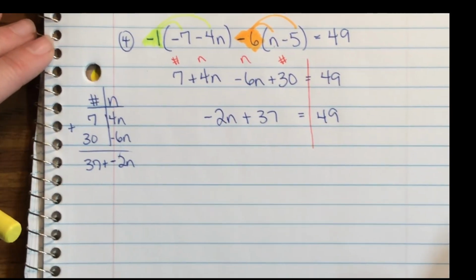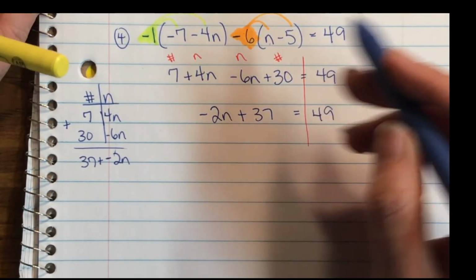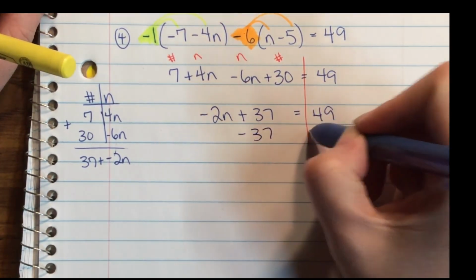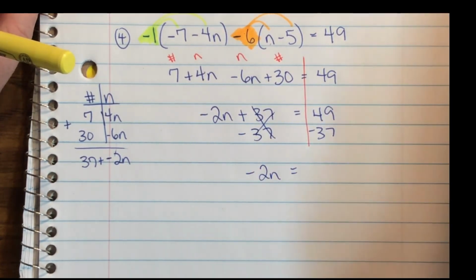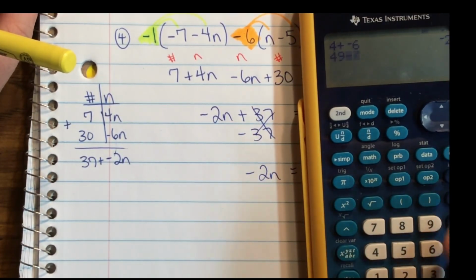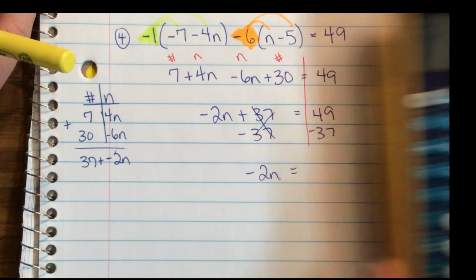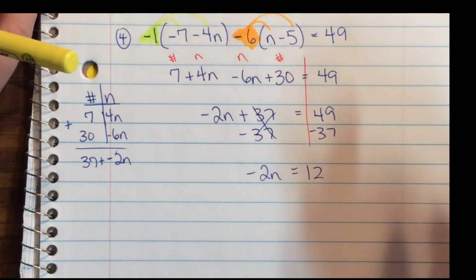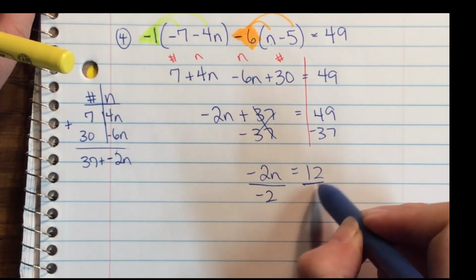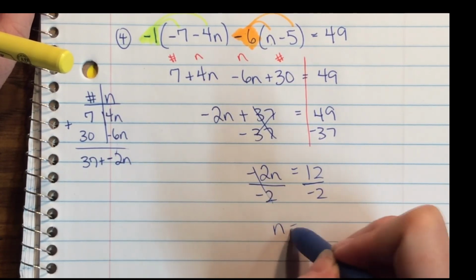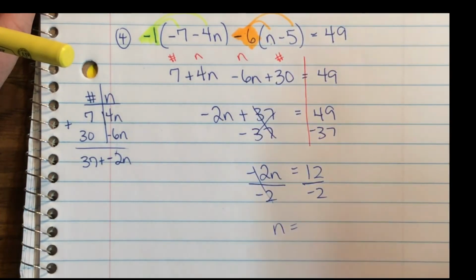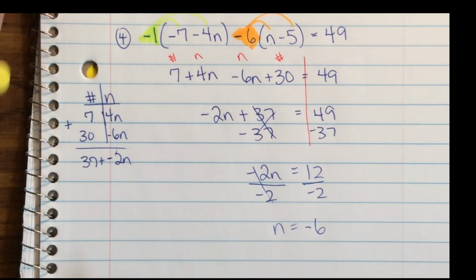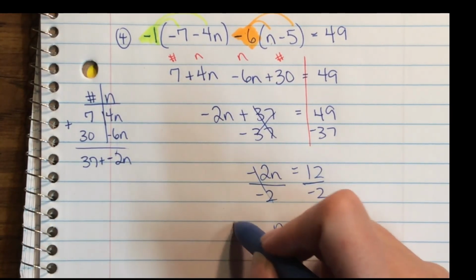Now we're back to a two-step equation. And I'm going to subtract 37 from both sides. And 49 minus 37 is 12. Then I'm dividing it by negative 2. And 12 divided by negative 2 is a negative 6. And this is number 4, that is letter D.